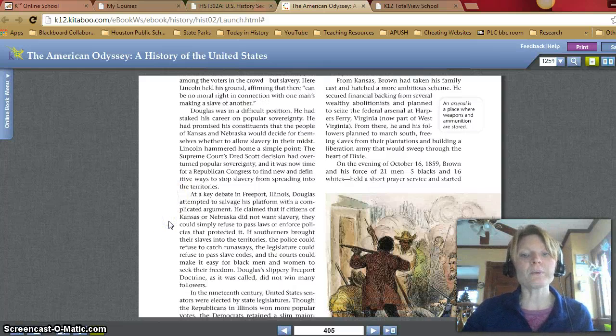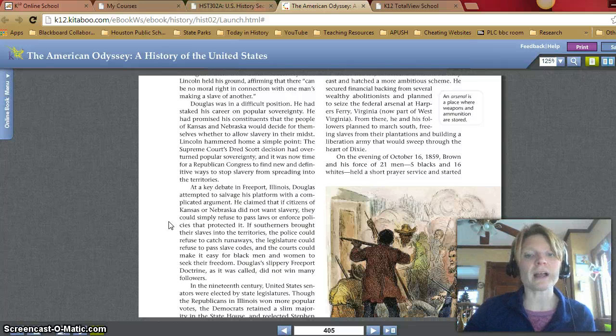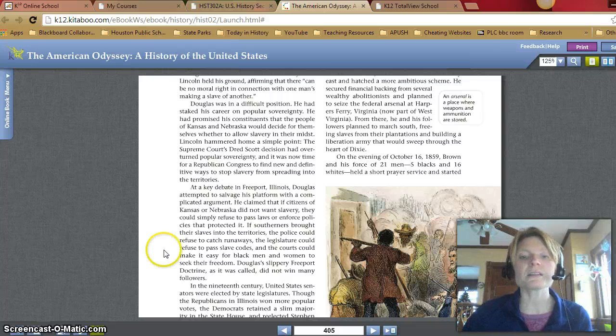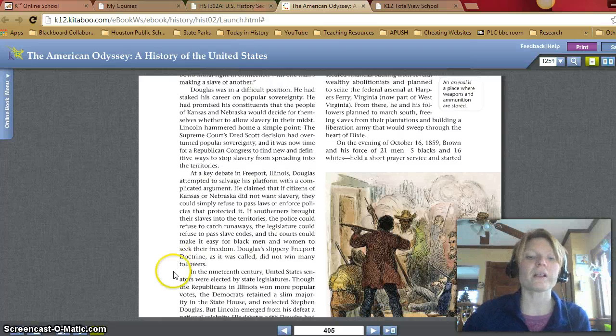At a key debate in Freeport, Illinois, Douglas attempted to salvage his platform with a complicated argument. He claimed that if citizens of Kansas or Nebraska did not want slavery, they could simply refuse to pass laws or enforce policies that protected it. If Southerners brought their slaves into the territories, the police could refuse to catch runaways, the legislature could refuse to pass slave codes, and the courts could make it easy for black men and women to seek their freedom. Douglas's slippery Freeport Doctrine, as it was called, did not win many followers.